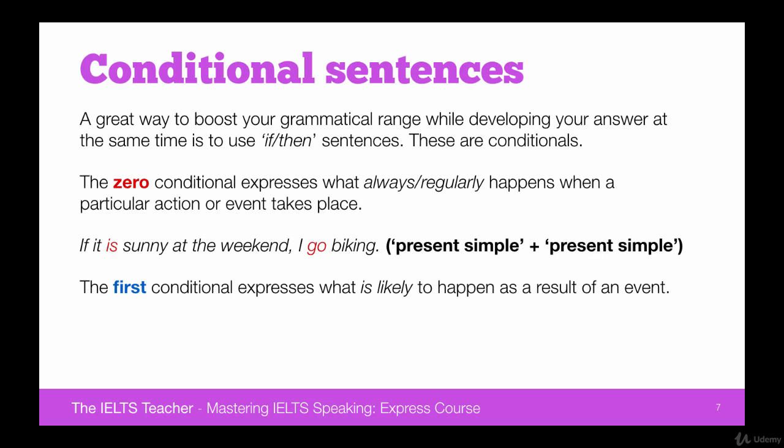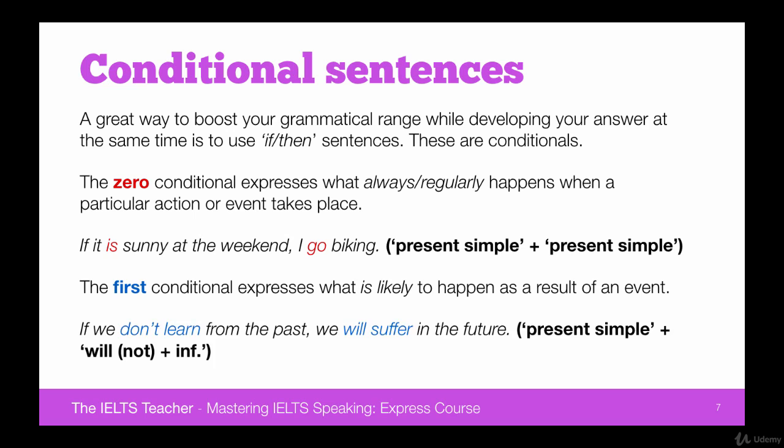The first conditional expresses what is likely to happen as a result of an event. Example, if we don't learn from the past, we will suffer in the future. So here we're using the present simple in that first clause, and then we're using will or will not plus the infinitive in the second clause, in the independent clause.